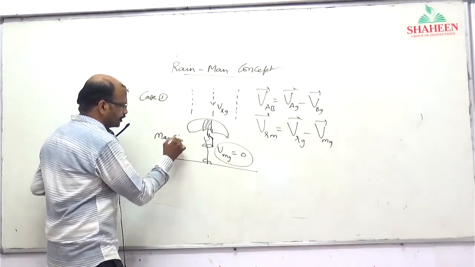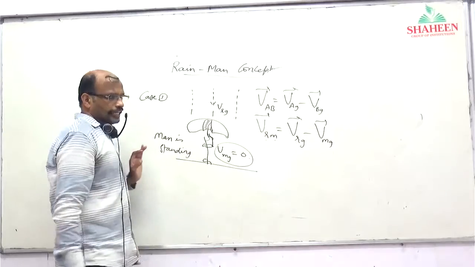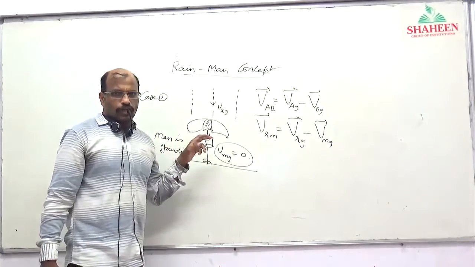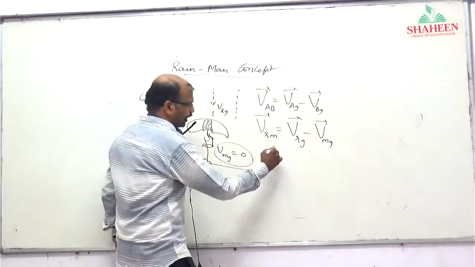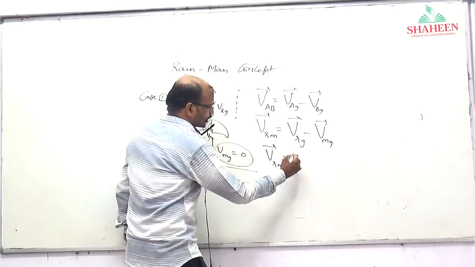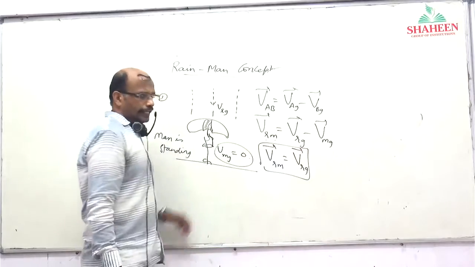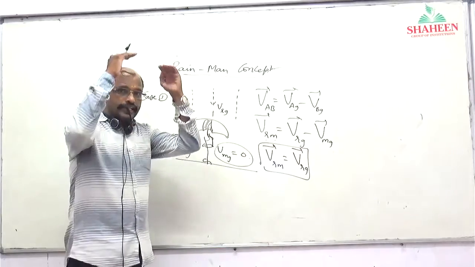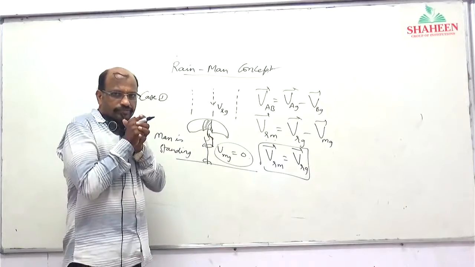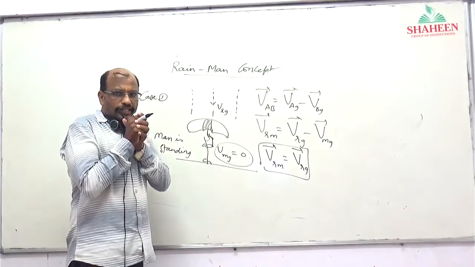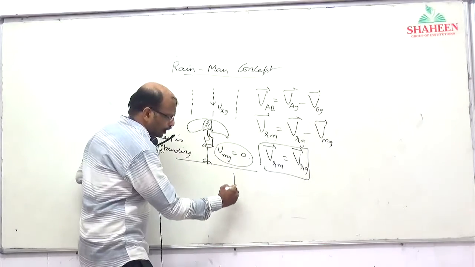Man is standing. Man is at rest. So velocity of man with respect to ground becomes 0. So what do you see as velocity of rain with respect to man? It is just velocity of rain with respect to ground. See, how is the rain falling? Downward, vertically downward. He should hold his umbrella in this way only. Straight. What is the angle between umbrella and the vertical? 0. See, it's falling straight.